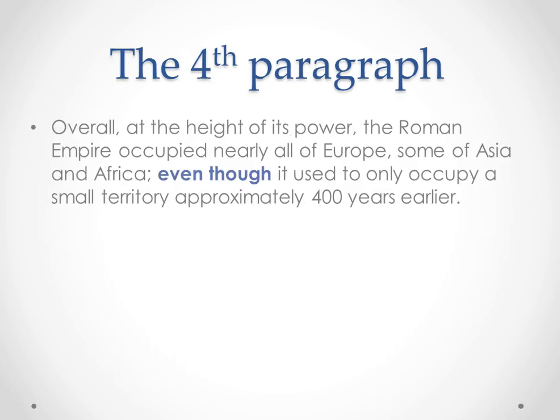Here is the final paragraph. Overall, at the height of its power, the Roman Empire occupied nearly all of Europe, some of Asia and Africa, even though it used to only occupy a small territory approximately 400 years earlier. Now, you don't normally need a summary in Task 1 because Task 1 is a report, not an essay. But these maps were quite complicated, so this fourth paragraph is useful in this task.